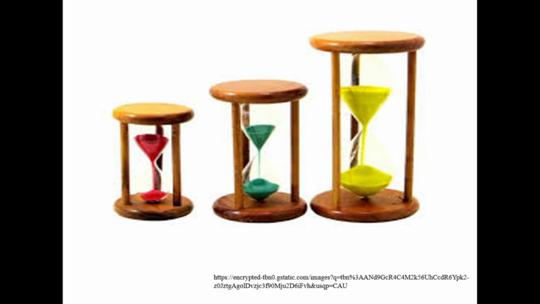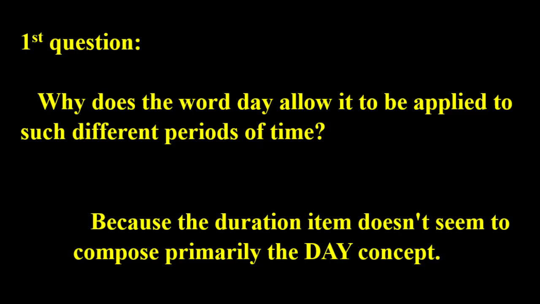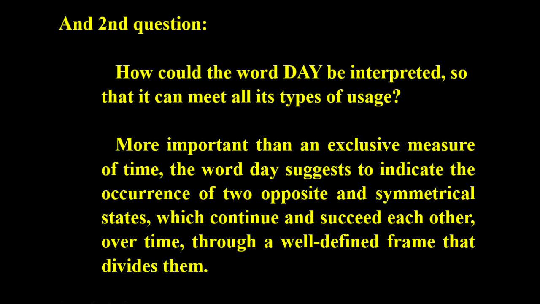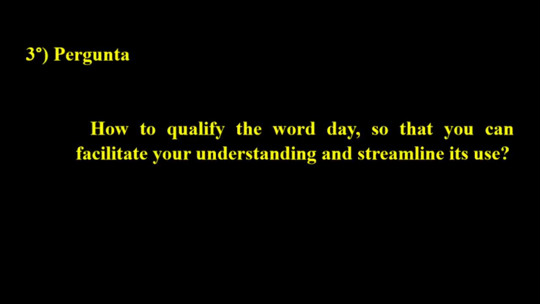Perhaps we are already able to answer then the first two questions we set ourselves. First, why does the word day allow it to be applied to such different periods of time? Because the duration item doesn't seem to compose primarily the day concept. And second, how could the word day be interpreted so that it can meet all of its types of use? More important than an exclusive measure of time, the word day suggests to indicate the occurrence of two opposite and symmetrical states, which continue and succeed each other over time, through a well-defined frame that divides them.